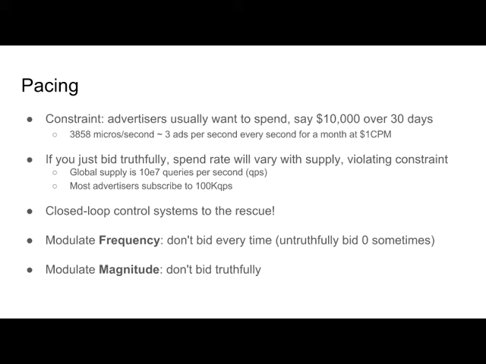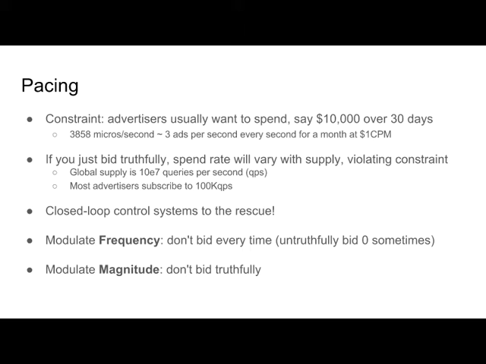So for this campaign, in order to meet the advertiser's pacing constraint, you have to show roughly 3 ads a second. If you just bid truthfully, your spend rate will vary completely with supply, probably violating your constraint, keeping in mind the global supply is in the 10 to 100 million queries per second, and most advertising bidding systems only subscribe to about 100,000 QPS. Even still, if you're bidding truthfully, you're likely to spend way more money than that, to buy way more ads than 3 per second. So you probably need to do something other than bidding truthfully.